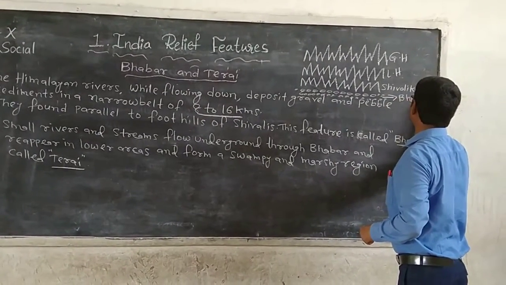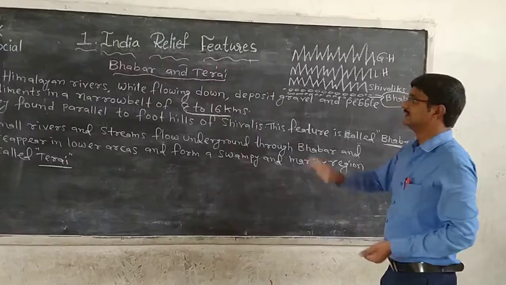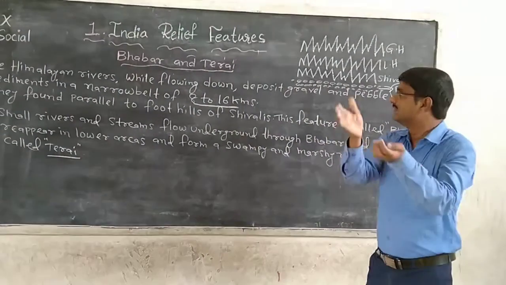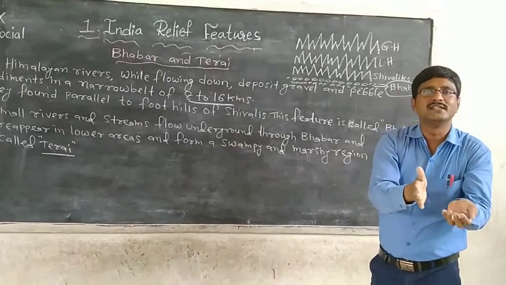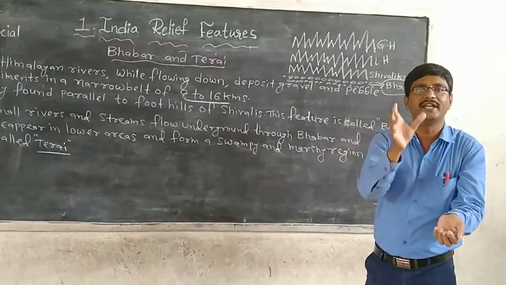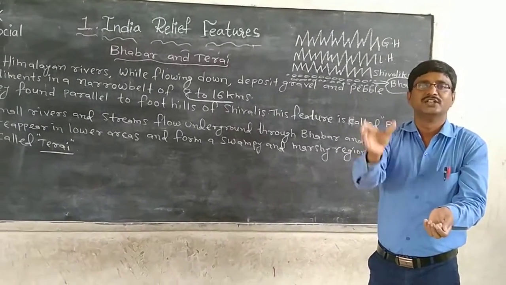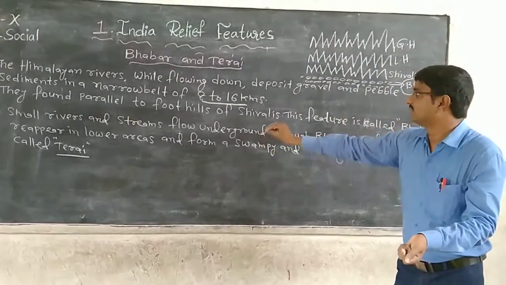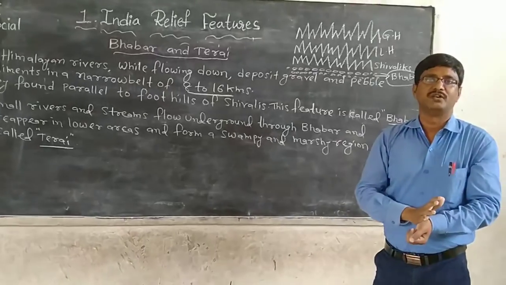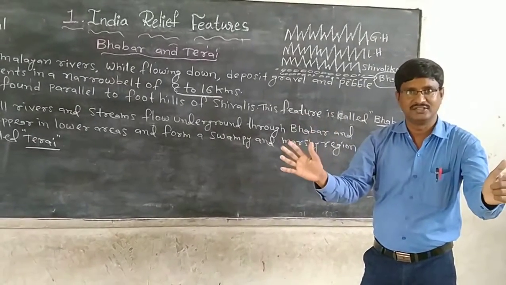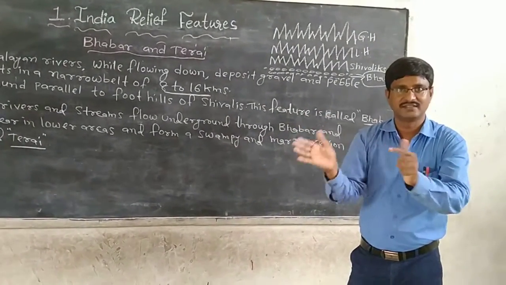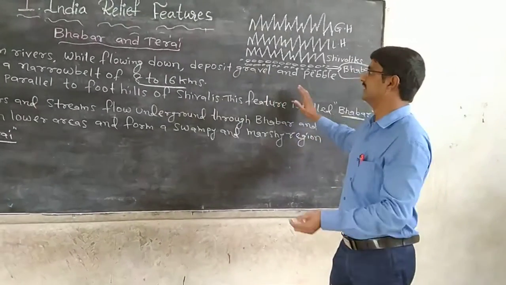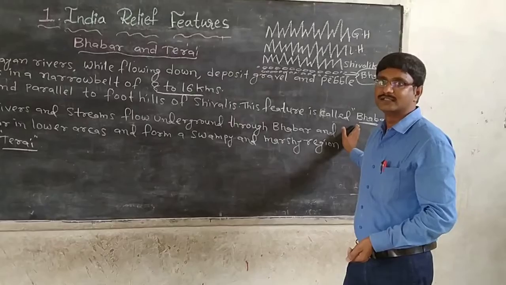Have you understood the definition of Babar? Babar means the Himalayan rivers, while they are flowing down, deposit gravel and pebble sediment in a narrow belt of 8 to 16 kilometers. So they deposit these gravels and pebbles at the foothills of the Shivalik mountains. That 8 to 16 kilometer region which is covered with gravels and pebbles is known as Babar.